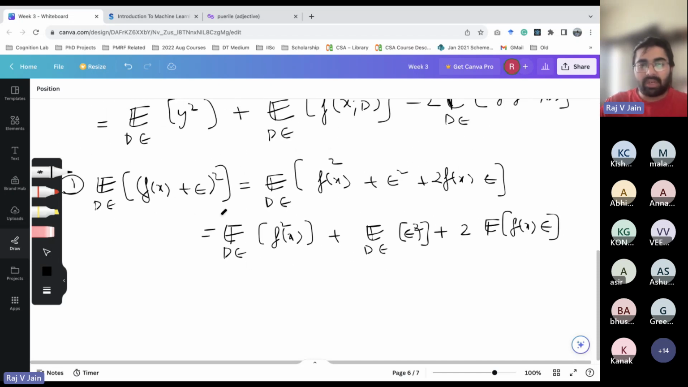So any thoughts what this will come out to be? No, we're talking about f of x. What will the first term evaluate to be? F of x is the actual value, no sir? Yes, f of x is the true value. That is correct. Some true value that it should be.